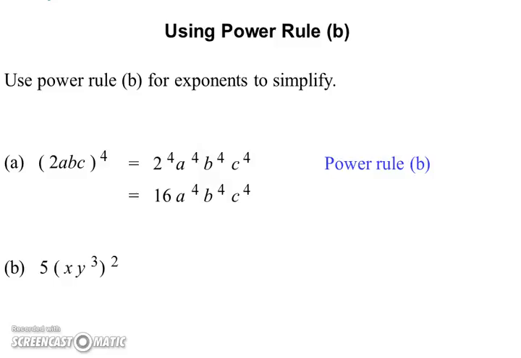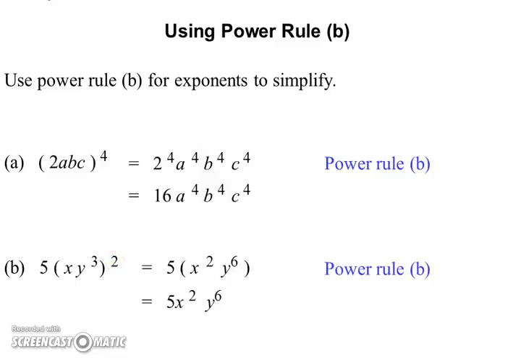Here we have a 5 that's a coefficient. It's not in the parentheses, it's out front. And we have x, y to the third power, in parentheses, all raised to the second power. So when we break this down, we want to make sure we don't raise the 5 to the second power, because if we follow the order of operations, it doesn't apply to that. The exponent 2 only applies to the terms in the parentheses, and the 5 is not in the parentheses.